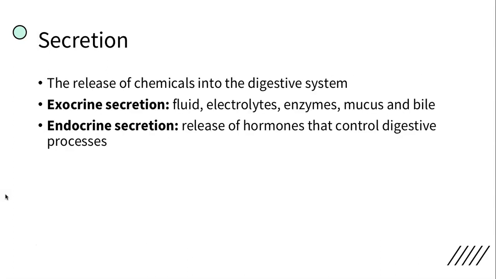So then we have secretion, and secretion, as we know already by talking about our endocrine system and a little bit about exocrine, is just when you release chemicals into something, and for this we're talking about into the digestive system, particularly into the lumen or the opening of the digestive system. We're going to talk about exocrine secretion. Remember, exocrine secretion is through glands. That will be like fluid, electrolytes, enzymes, the mucus, and bile. And then endocrine secretion, where it just releases straight into the bloodstream. And remember, we talked about endocrine system. That's the release of hormones that are going to help control these digestive processes.